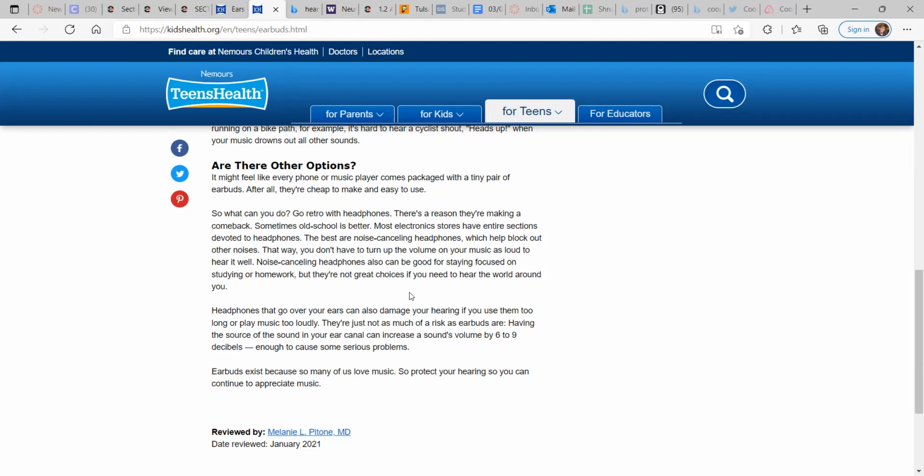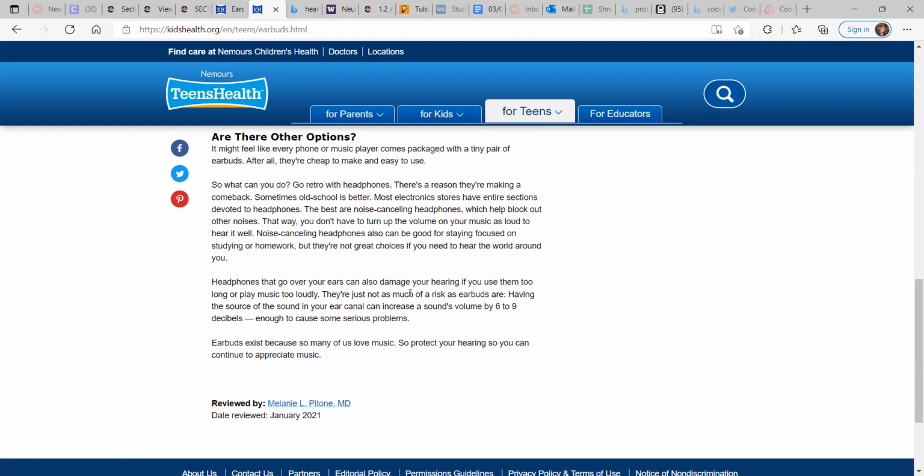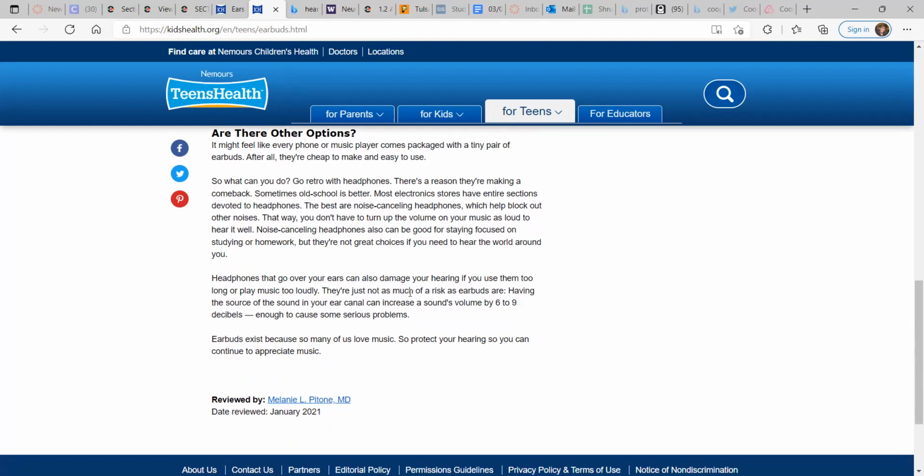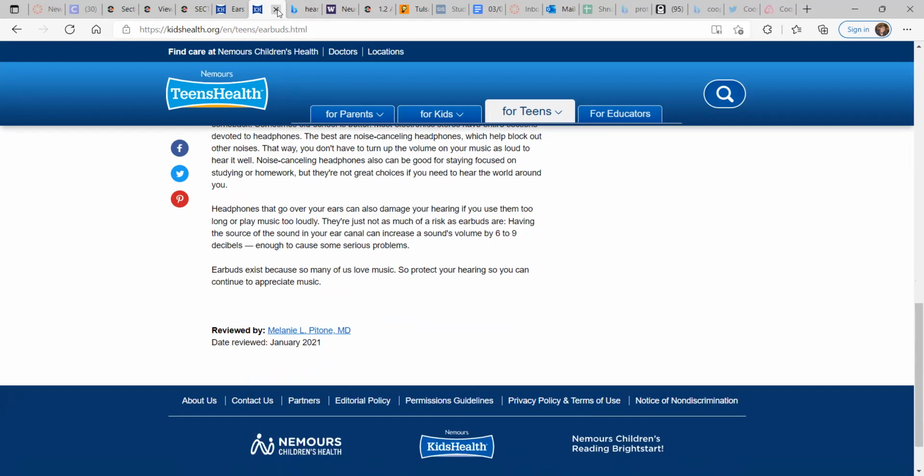Headphones that go over your ears can also damage your hearing if you use them too long or play music too loudly. They're just not as much of a risk as earbuds are. Having the source of the sound in your ear canal can increase the sound's volume by 6 to 9 decibels, enough to cause some serious problems. Earbuds exist because so many of us love music and to listen to things that we love. So protect your hearing so you can continue to appreciate music.